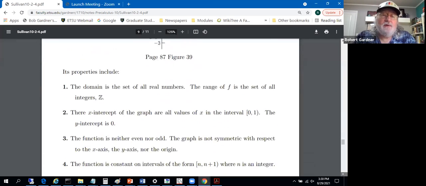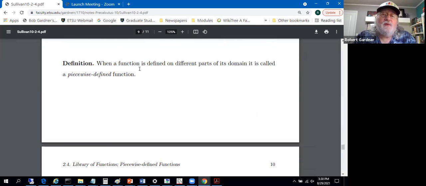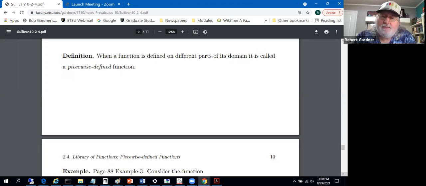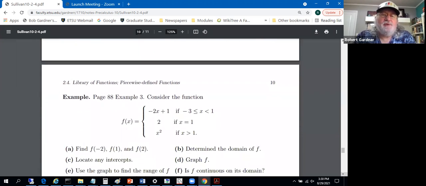Speaking of, when a function is defined on different parts of its domain, it's called a piecewise-defined function. So what we're going to see, similar to that greatest integer function, is that when we deal with piecewise-defined functions, we're getting a single function, but it comes in pieces. There might be 3 pieces to it, but that's just one function. I bring this up because I see this as a common misconception.